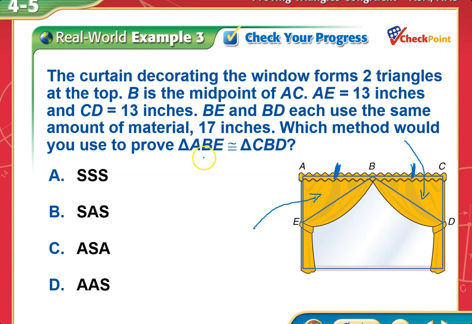It also tells us AE is equal to 13 inches, but so is CD. Equal measures means congruence, so we have congruence here. It also says BE and BD each use the same amount of material, 17 inches. So it looks like we might have these being the same as well. And you are right, it is side, side, side.